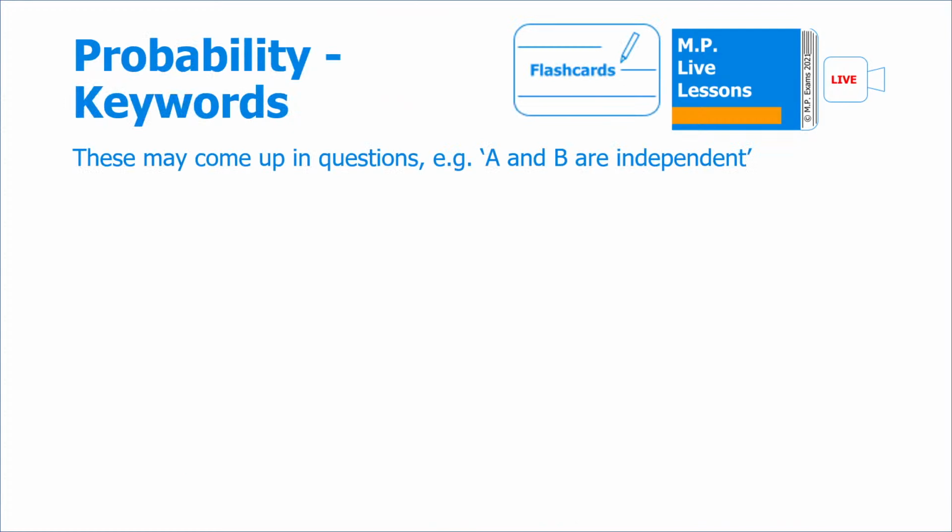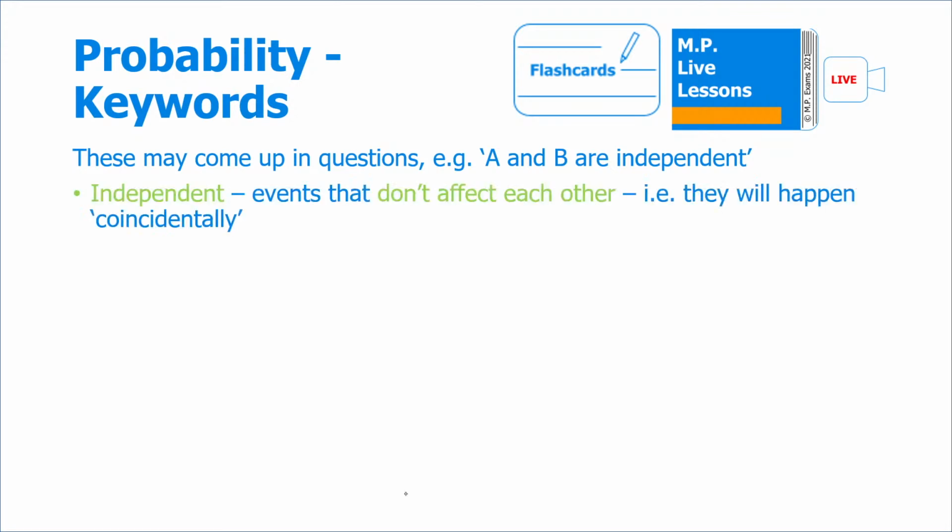Now you'll need to know about some probability keywords, and these may come up in questions. For example, A and B are independent. And we'll start with that one. First, independent means these are events that don't affect each other. So they'll happen by coincidence, for example. This could be flipping a coin once, and then flipping a coin again. Those two events won't affect each other.